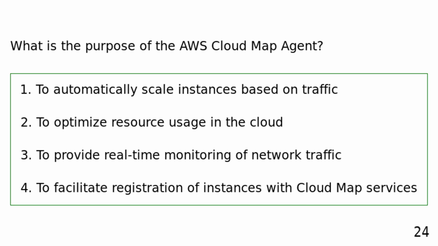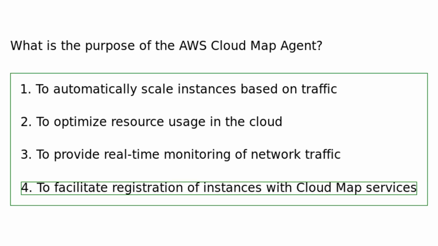What is the purpose of the AWS Cloud Map agent? To automatically scale instances based on traffic. To optimize resource usage in the cloud. To provide real-time monitoring of network traffic. To facilitate registration of instances with Cloud Map services. The AWS Cloud Map agent facilitates the registration of instances with Cloud Map services for service discovery and management.